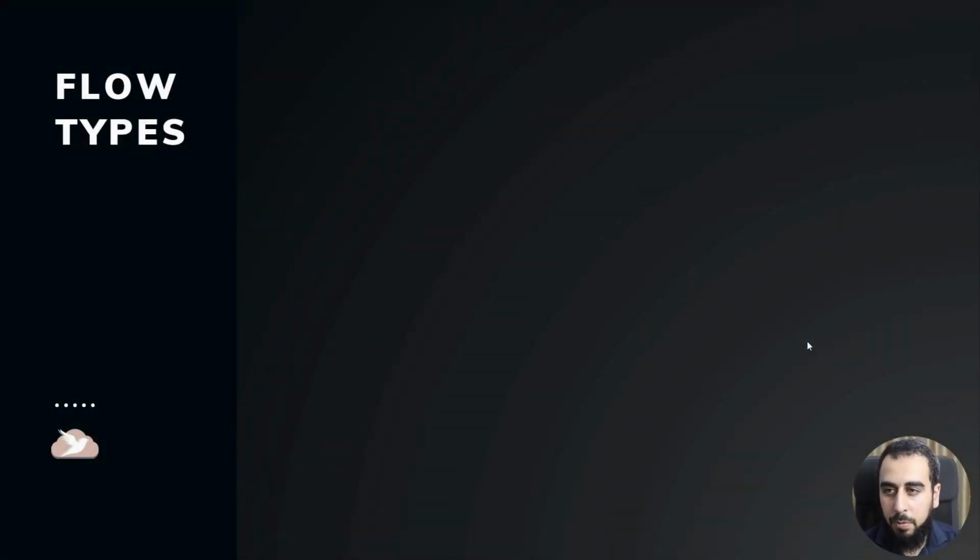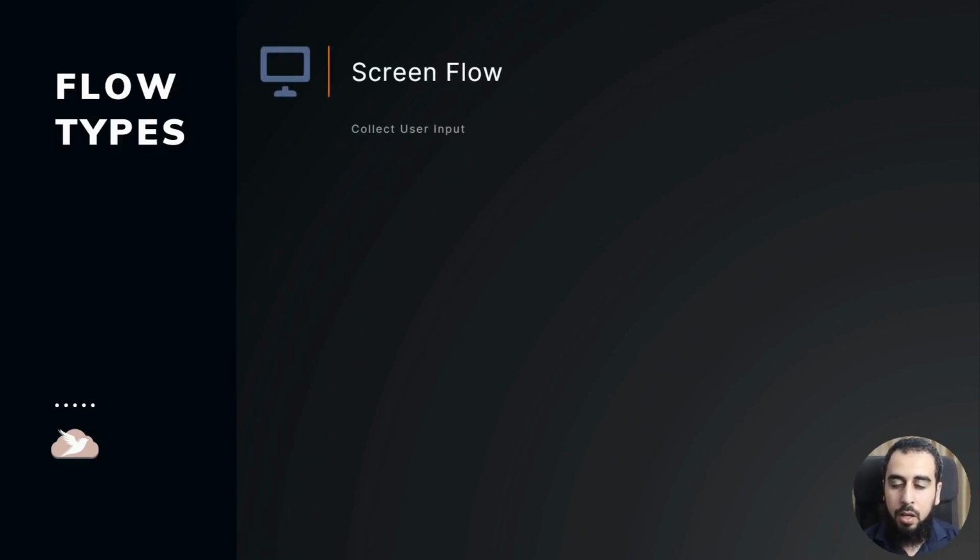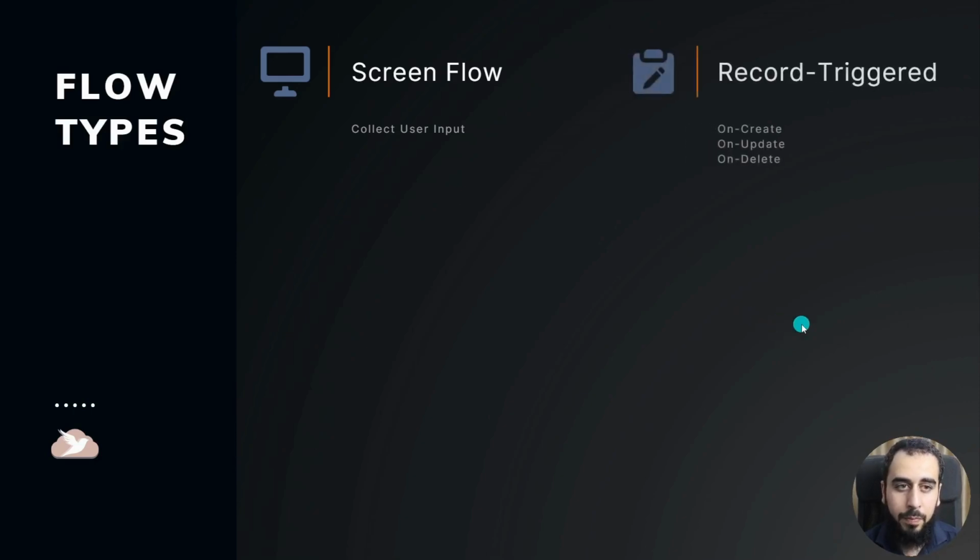Let's talk about flow types. We have the first one, a screen flow, which is a form. And we use this whenever we need to collect user input. An example would be a volunteer application form.